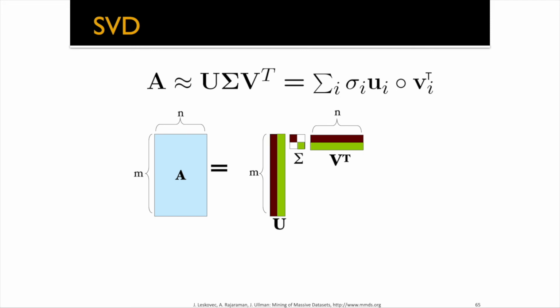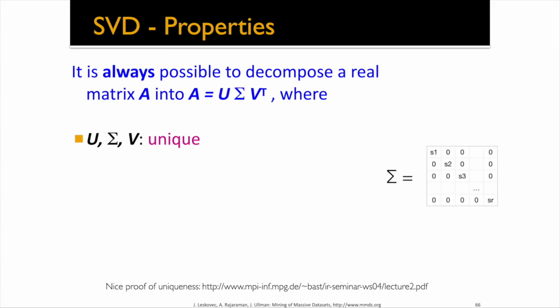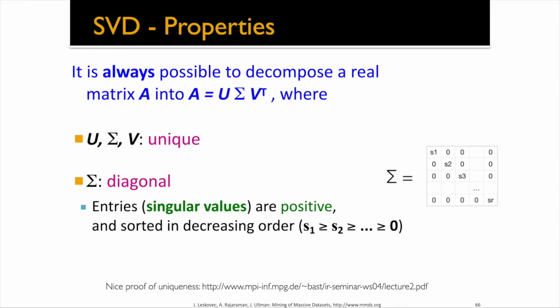And you can think about this kind of graphically. We have this potentially tall rectangular matrix A that we can represent by 2 skinny rectangular matrices and 1 square diagonal matrix. From SVD, an important property here is that it's always possible to decompose any matrix into this set of U, sigma, and V transpose. And U, sigma, and V will be unique, given that, remember, sigma is this diagonal matrix, and the values along this diagonal are going to be positive and will be sorted in decreasing order. So S1 is going to be the largest singular value in this matrix.